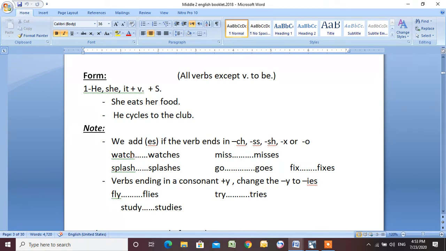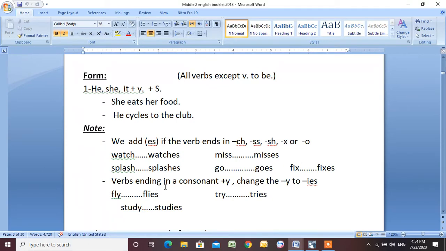Examples. Watch ends with ch. So in the present simple, I add es: watches. Miss, double s, Mrs., I add es. Splash, sh. Splashes, I add es. Go, o. So in the present, it's goes. So it ends with es. Fix, fixes. And there are a lot of other examples.